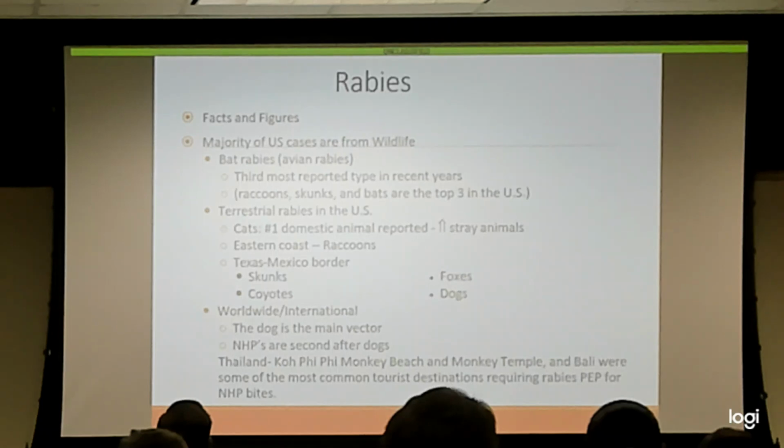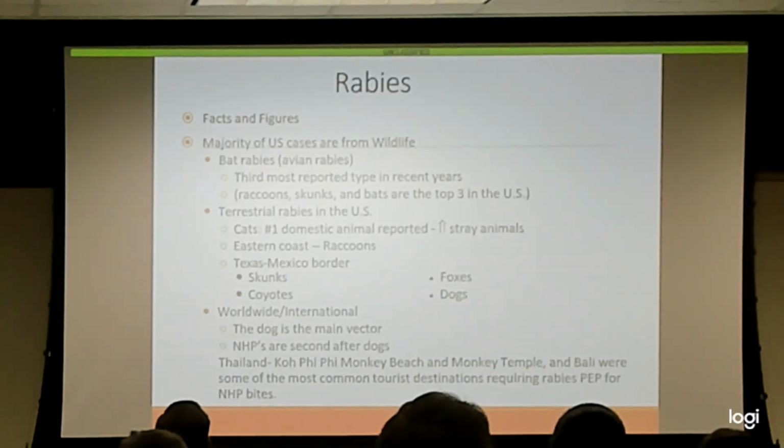Top 3 animals in the U.S. that spread it: raccoons, skunks, and bats. Okay. Number 1 domestic animal that can spread it would be the cats. Right, so we have had somewhat of an outbreak with skunks, coyotes, foxes, and dogs down in the Texas-Mexico border.